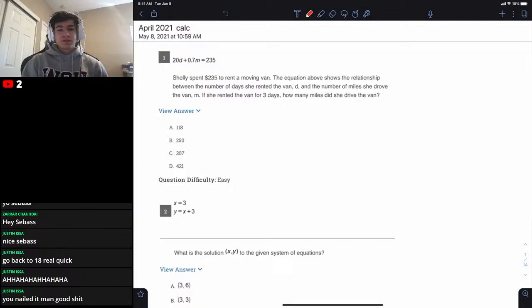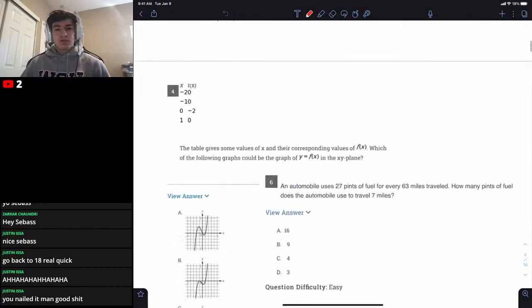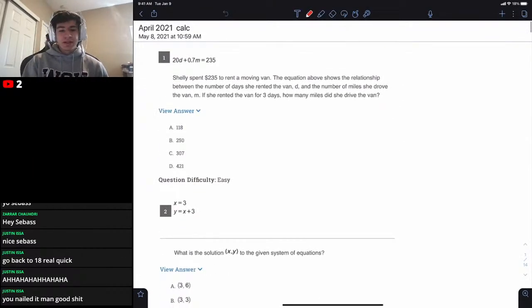Let's see if I can do this without it lagging. I don't want it to lag at all. That would be best. Got my little calculator here. Alright.